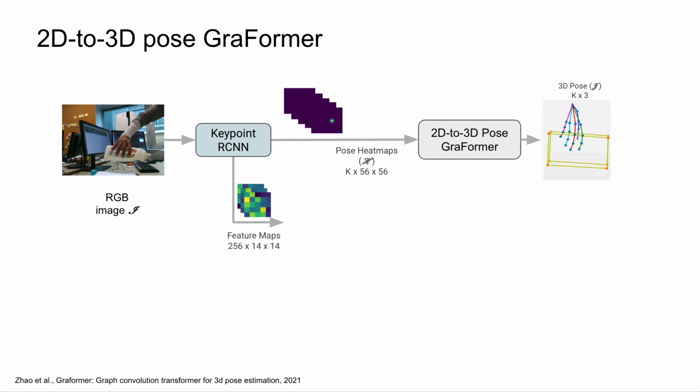To estimate the 3D pose, we utilize the Graformer, a transformer architecture combined with graph convolution for 3D pose estimation. This network has shown great performance in 2D pose to 3D pose lifting. The input to the Graformer is the estimated heat maps and it produces the 3D pose.